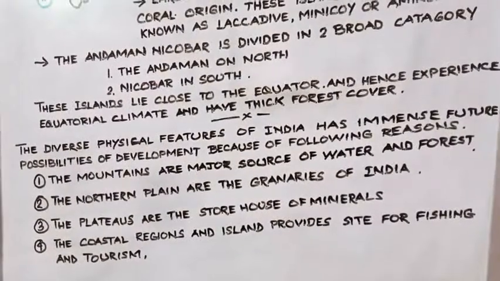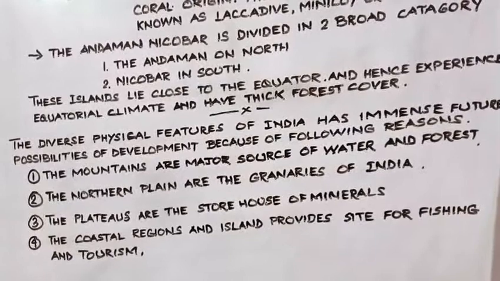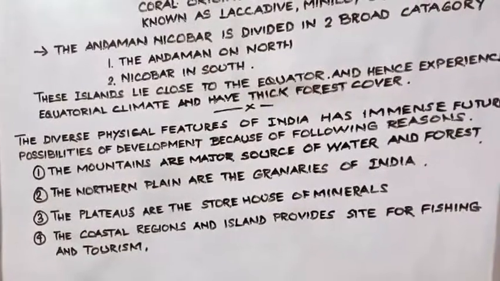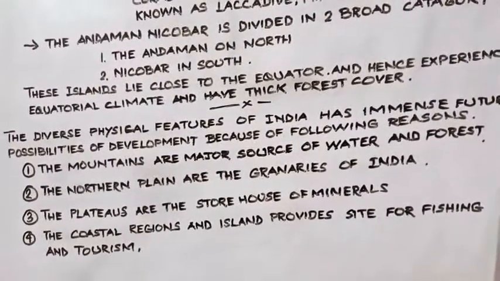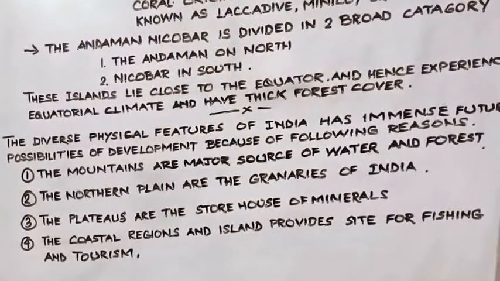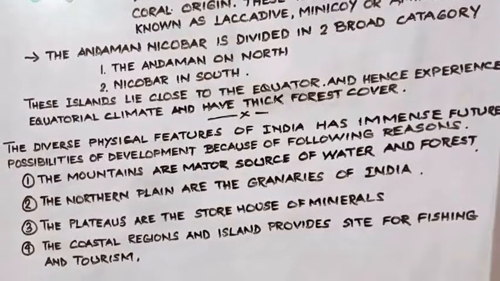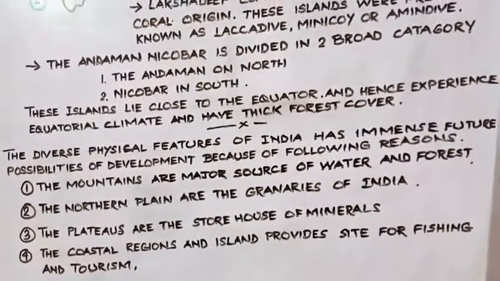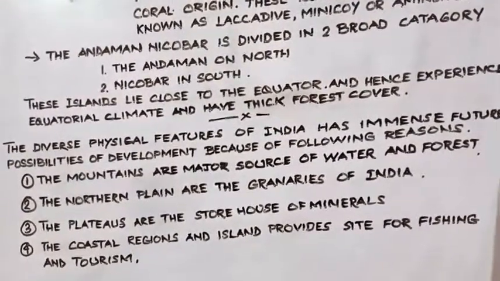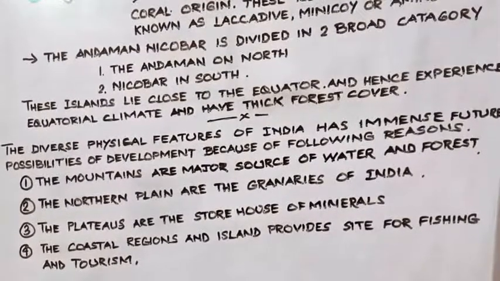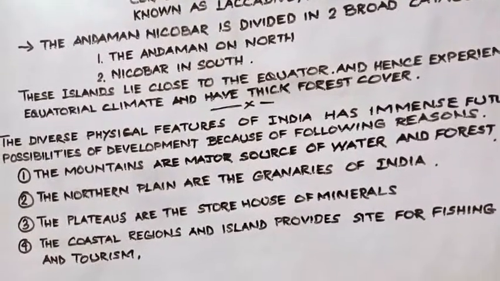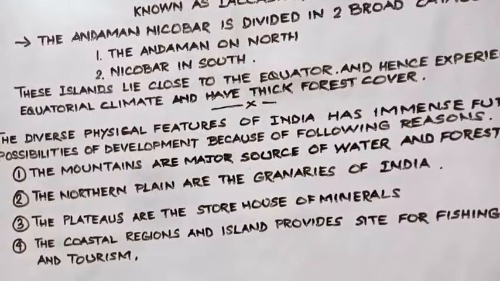The diverse features of India have immense future possibilities of development because of the following reasons. India can develop a lot due to its different types of physical features that we have read. The mountains, the plains, the desert, the coastal area, the plateau, the islands, all these provide immense chances of development. Why? Because mountains are the major source of water and forest. So we have an unlimited supply of water.